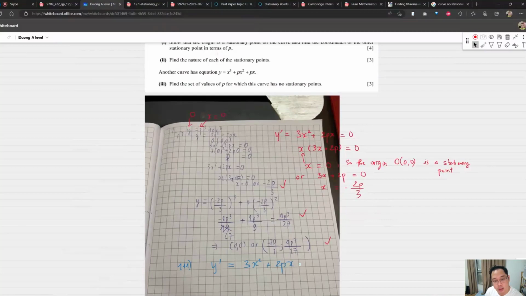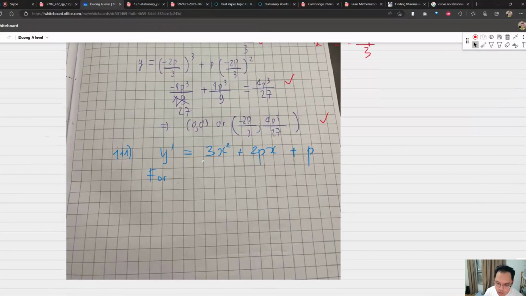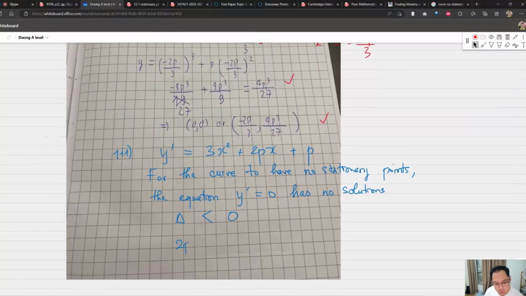For the curve to have no stationary point, the equation where the derivative equals 0 has no solution. That happens only if its discriminant delta is less than 0. That delta is equal to (2p) squared minus 4 times p multiplied by 3, meaning 12p. So this is 4p squared minus 12p. It must be less than 0.